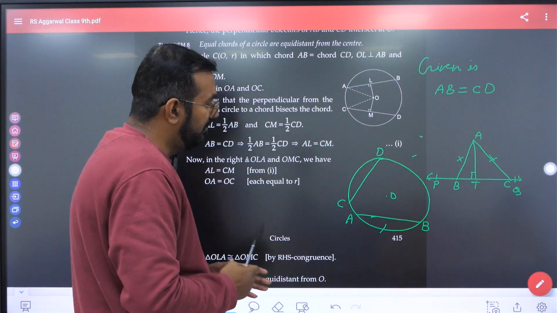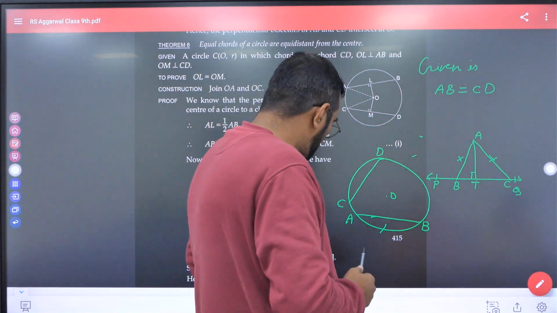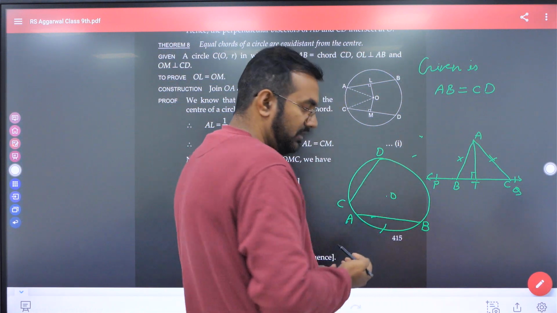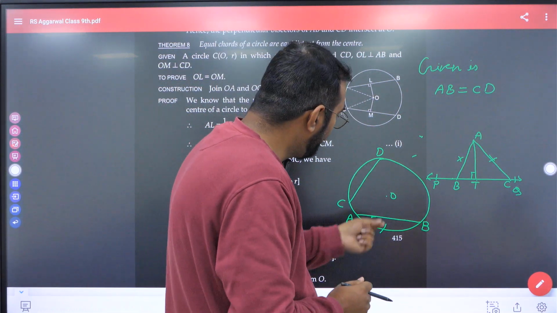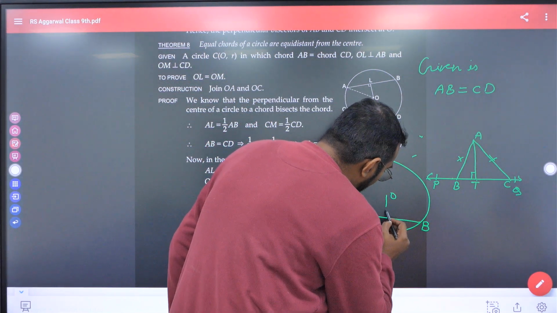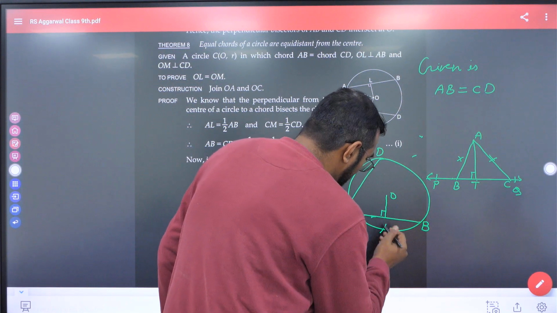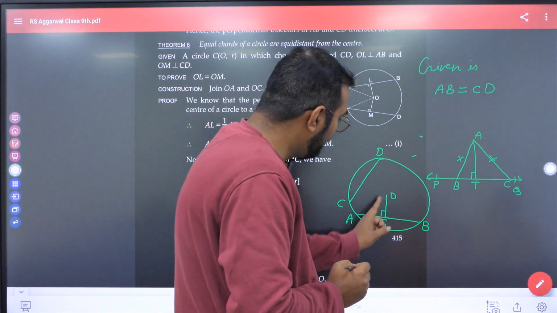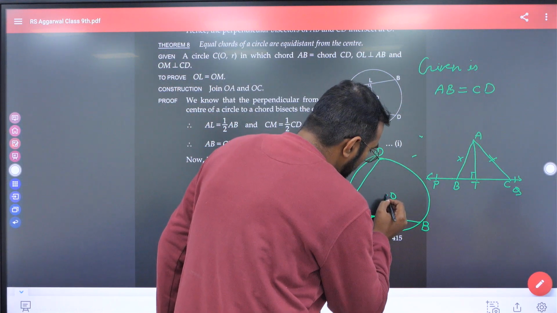Clear? So now go back to the theorem. Here we have to show that the distances of AB and CD from O are equal. So first of all we have to draw a line that represents the distance. So we will draw a perpendicular from O to AB and name it. So OT is the distance from the center to AB, right? Similarly, this one is the center.